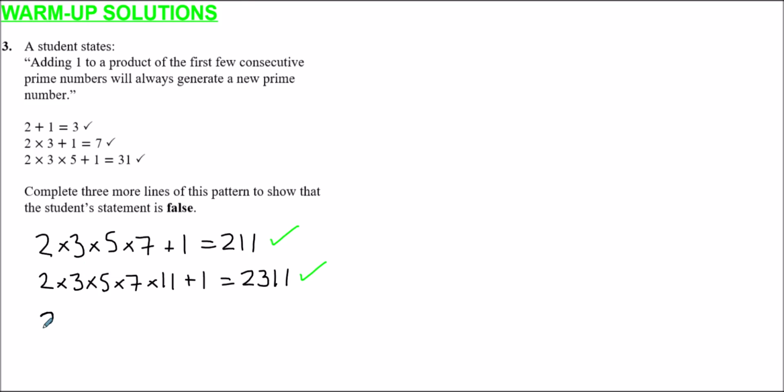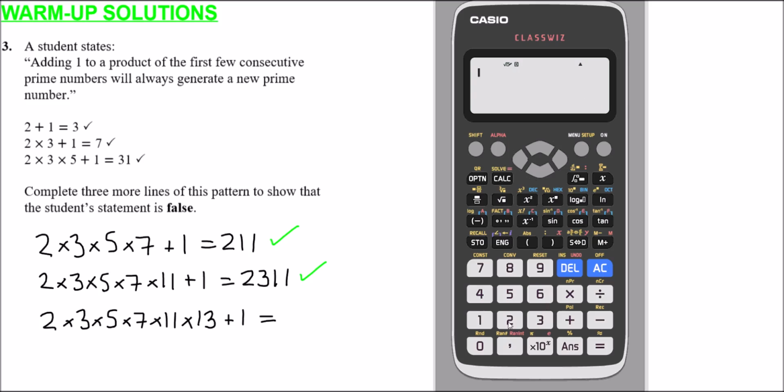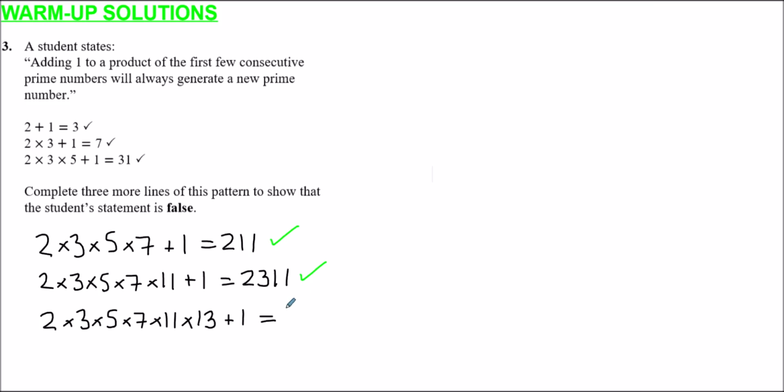Right, 2, 3, 5, 7, 11, then 1 bigger than 11 is 13, and do that plus 1. What do we get? 2 times 3 times 5 times 7 times 11 times 13 plus 1. That gives us 30,031.